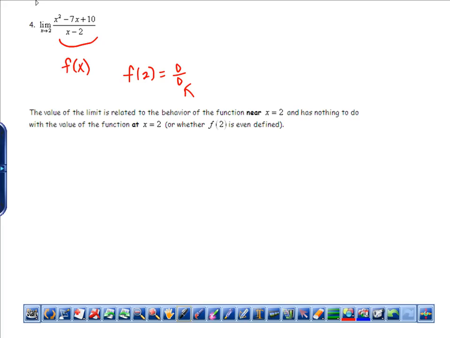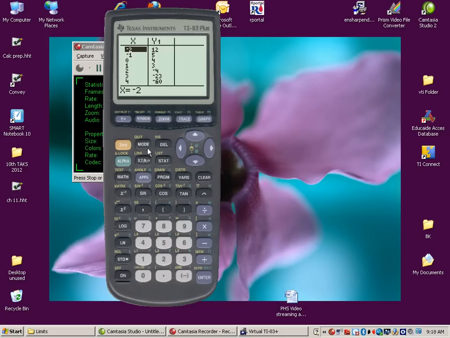So if we look at this on our calculator, if we plug it in, we obviously could graph this by hand. I'm using the calculator here just to speed along the process.